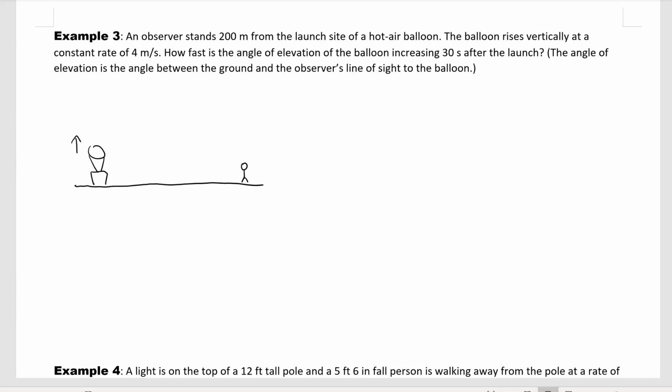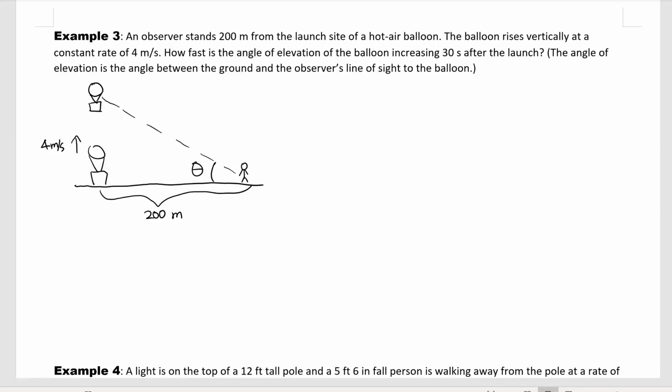And the observer, we're here. We're standing 200 meters from the launch site of a hot air balloon. The balloon rises vertically at a constant rate of 4 meters per second. How fast is the angle of elevation? The angle of elevation is the angle between the ground and the observer's line of sight to the balloon. So this is the line of sight, and this theta is the angle of elevation.